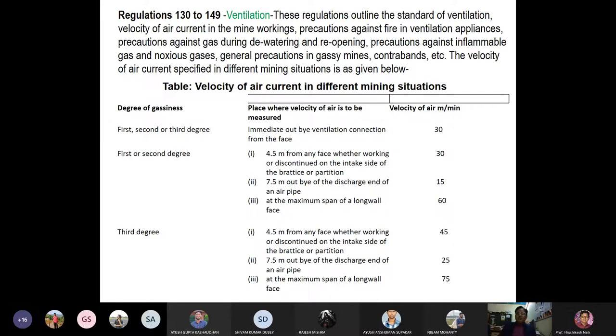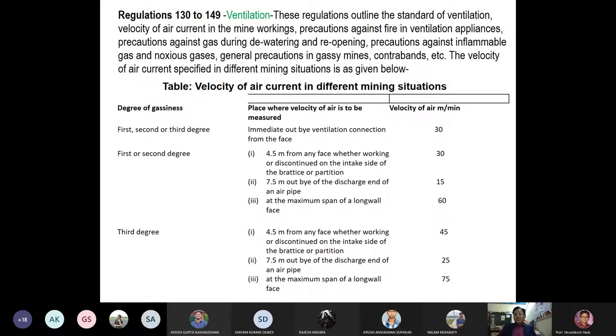The Coal Mines Regulations, sections 130 to 149, outline the standard of ventilation and the velocity of air current in the mine workings. They cover precautions against fire in ventilation appliances, precautions against gas during the dewatering process and while reopening the mine, and precautions against inflammable gases like methane, H2S, and nitrous fumes generated out of blasting, which are to be followed in underground coal mines.